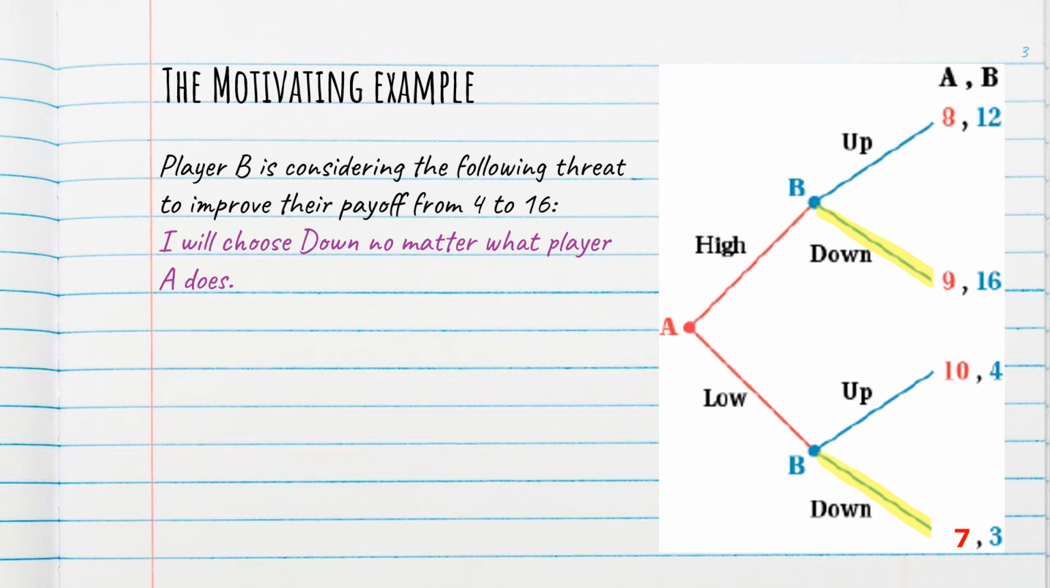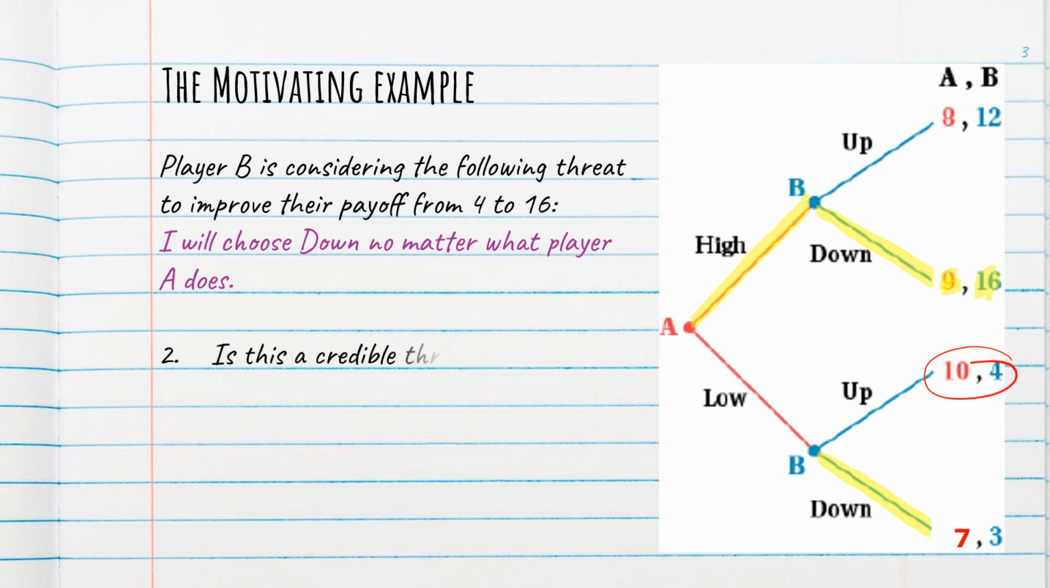So they claim they're going to choose down no matter what. If player A believes this, now player A says, okay, if I choose high, I'm going to get 9. And if I choose low, I'm only going to get 7. So they like that 9. And the result is that they would choose high, and it would be really great for player B because they would get 16. And without this threat, the equilibrium was low up, and they only got a payoff of 4. So this is the plan that player B has laid out. They're like, I'm so smart, I'm going to make this threat. I am only going to play down. And by doing so, I get 12 more payoff.